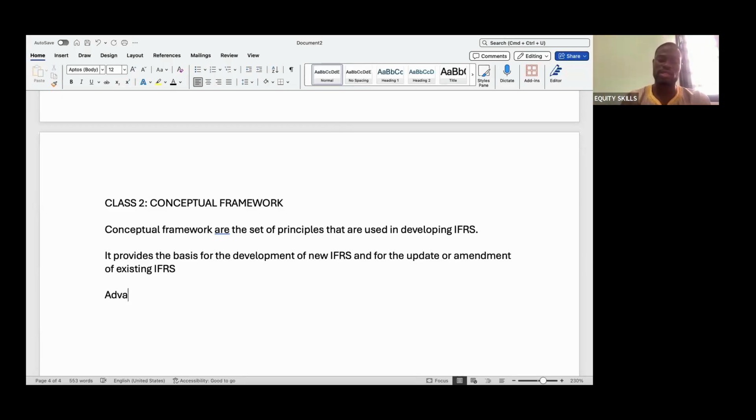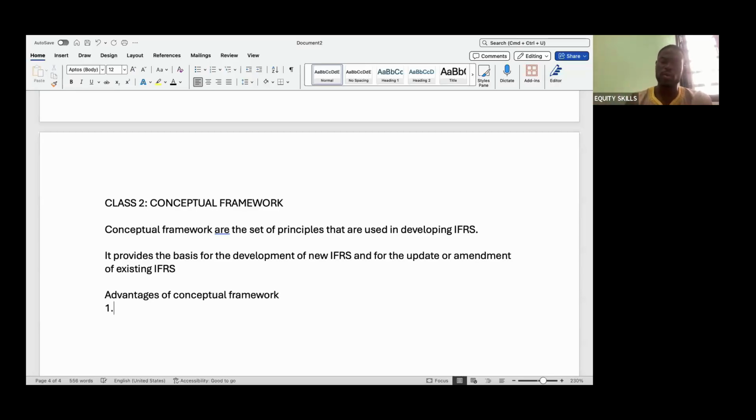of having a conceptual framework, because looking at it, can't they just sit down and develop IFRS on a need basis? Why do they have to come up with a set of principles first? Of course, it makes sense.